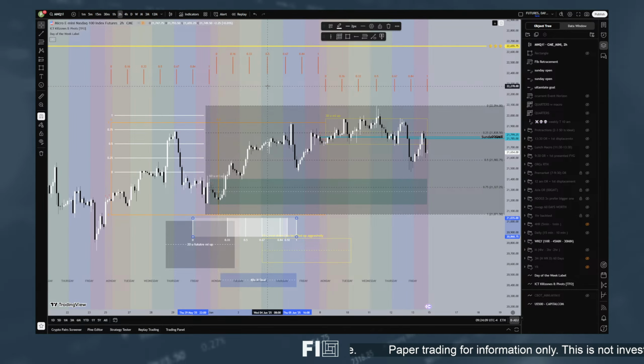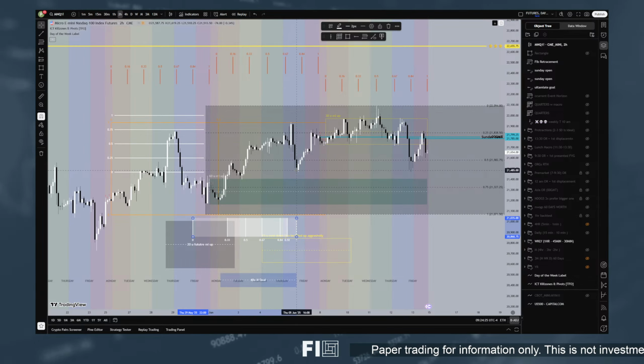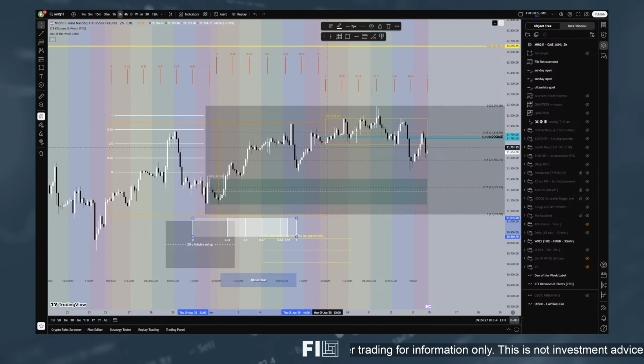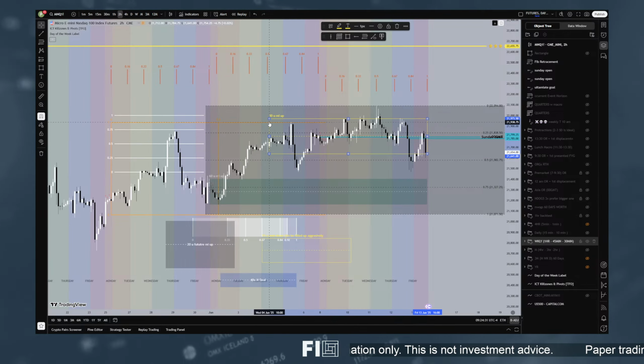So from here to here, buy side delivery. From the moment this opened to the moment it closed, what do we have? We have a low high, higher low. So what's that? That is a breaker.